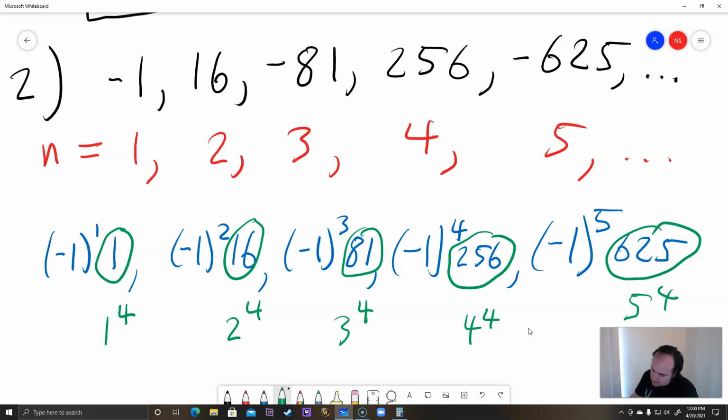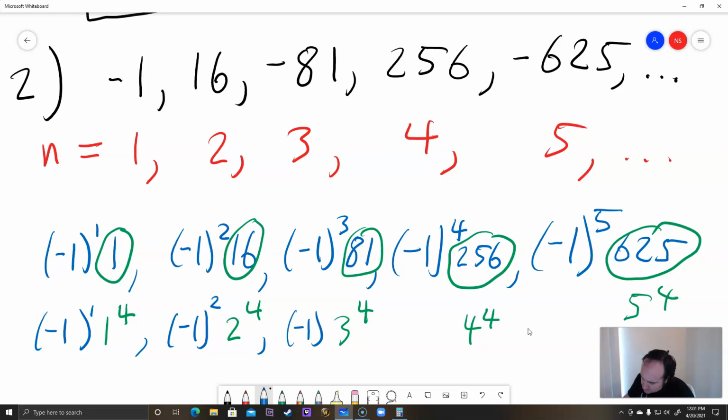Okay? So what we got here is we actually have negative 1 to the 1 times 1 to the 4th, negative 1 to the 2 times 2 to the fourth, and so forth. Now, negative 1 to the 2 is the same as positive 1. We don't need to write plus anything, so we're just going to leave it as negative 1 to the 2. Sorry, I was thinking it was like the last problem, but it's not. Okay?